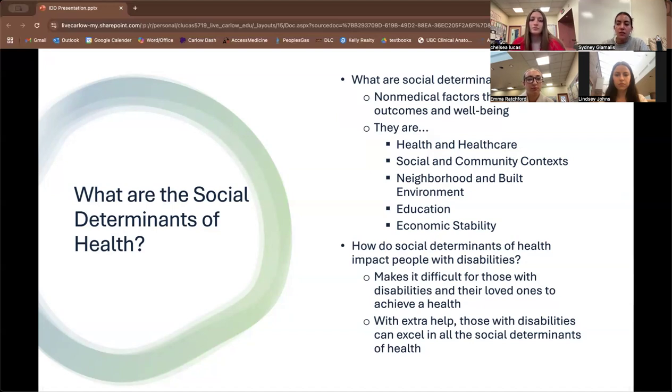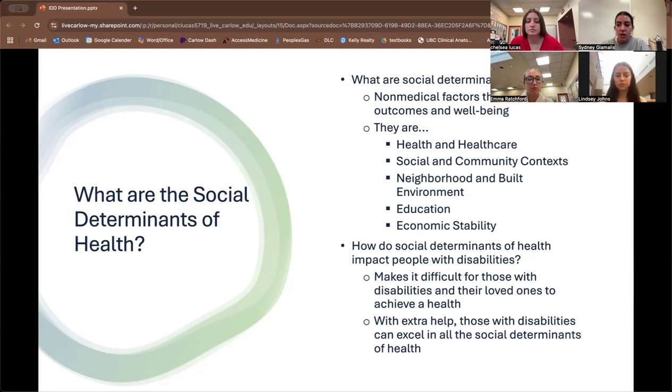For example, individuals with stable income, safe housing, and quality education are more likely to experience better health, while those facing poverty, discrimination, or limited healthcare access may suffer from worse health outcomes. Addressing these social determinants is essential for reducing health disparities and promoting equity, ensuring that all individuals have the opportunity to achieve optimal health. Social determinants of health significantly impact people with disabilities, often creating additional barriers to well-being.